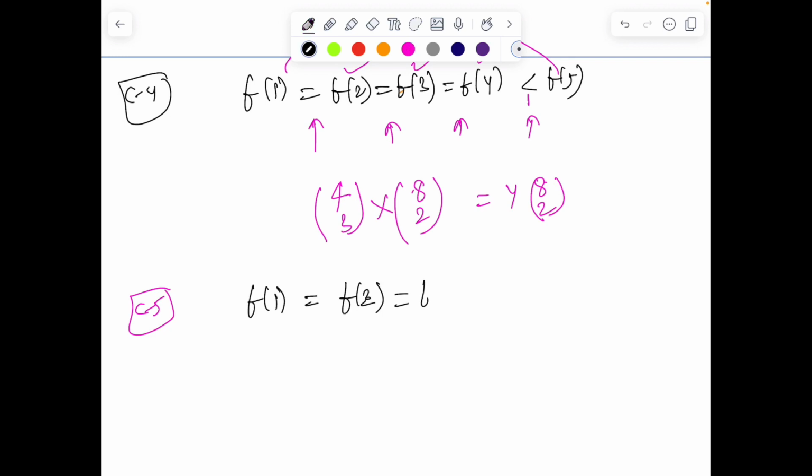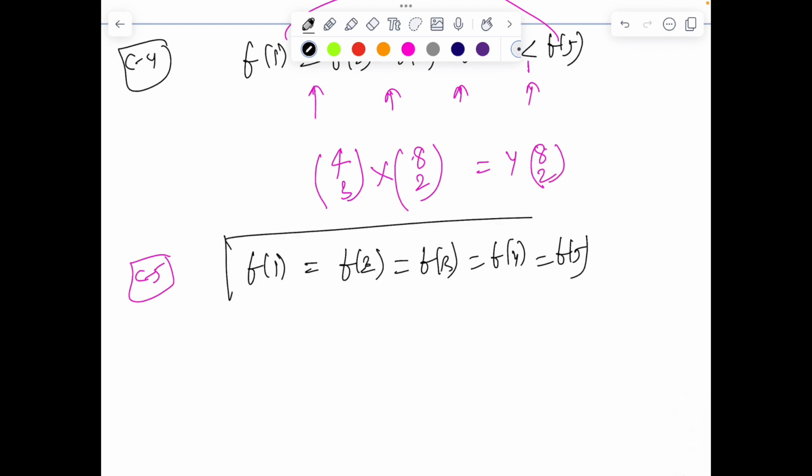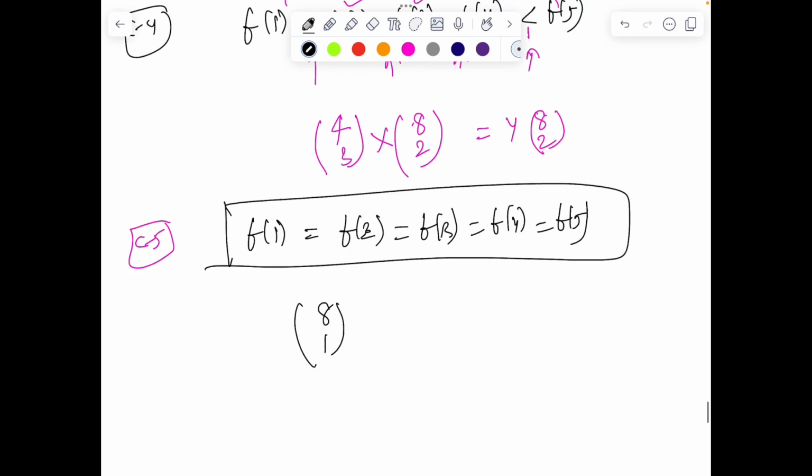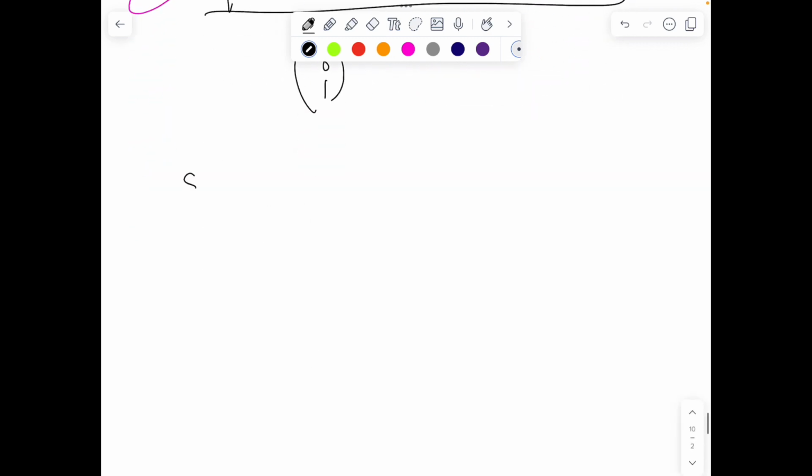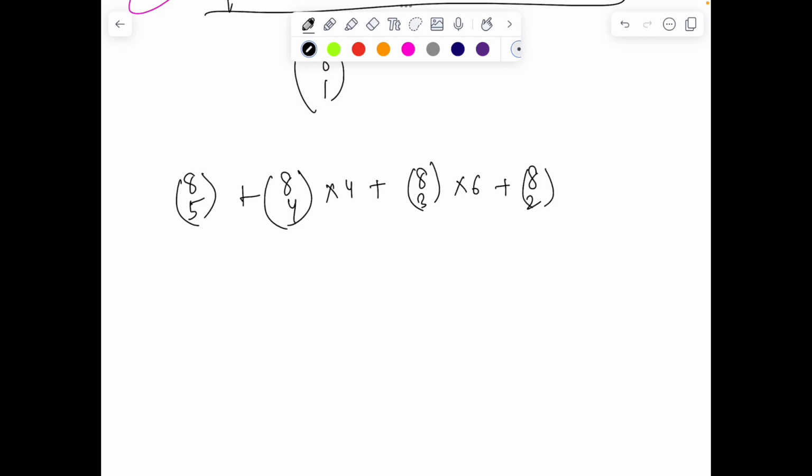Now the last one, case 5, when you have all 5 equal. So there is only one case, f1, f2, f3, f4, f5. For equality we don't have a choice, but for the number of elements, again out of 8 I can select any one. So summing all of them, we basically have 8C5 plus 8C4 into 4 plus 8C3 into 6 plus 8C2 into 4 plus 8C1.